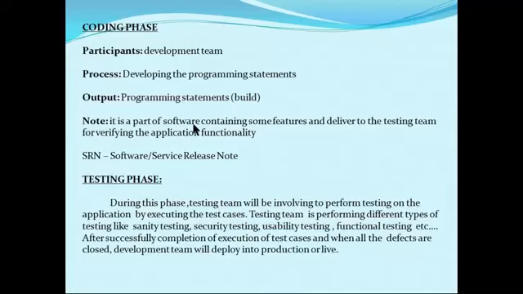After successful completion of executing all test cases, when all defects are closed, the development team will deploy into production or live. Look at the point. When all defects are closed, all of you know that. Who is going to close the defects? Defects are closed by the testing department, not by the developer. Whatever defects are fixed by the developer, it is our responsibility to retest them again. If they are working correctly, then we close the defects at the same time. So that is happening during the testing phase.